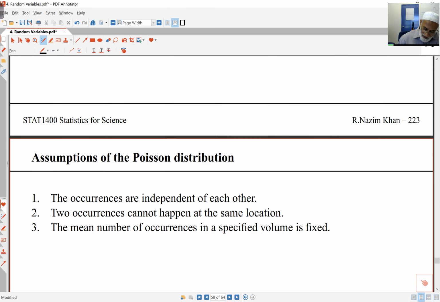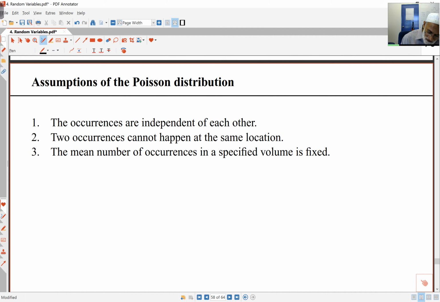Now, the important thing is the assumptions. The occurrences are independent of each other. So two cars coming to the lights will be independent of each other. And the next is you can't have two occurrences at the same location. So I can't, for example, have two cars at the same place coming in at the same time in the traffic lights. And the mean number of occurrences is fixed, or the volume is fixed. So if I look at the minute interval when I'm looking at the number of cars banking up at the traffic lights, then the number of cars that come in a minute are the same for every minute I'm looking at.